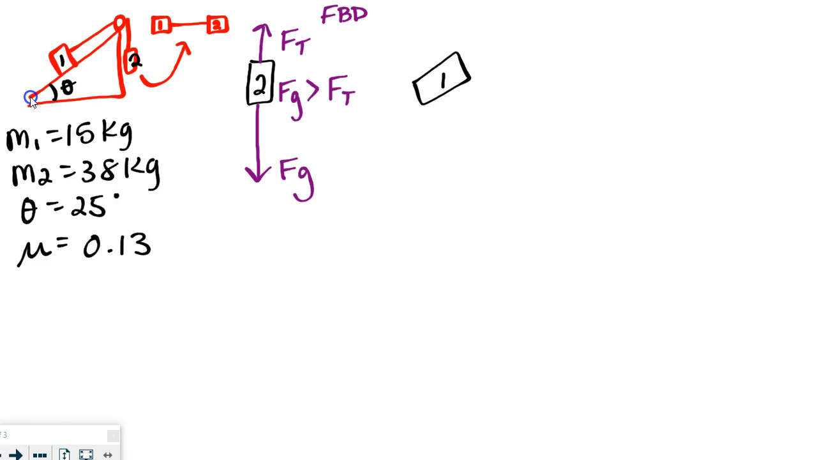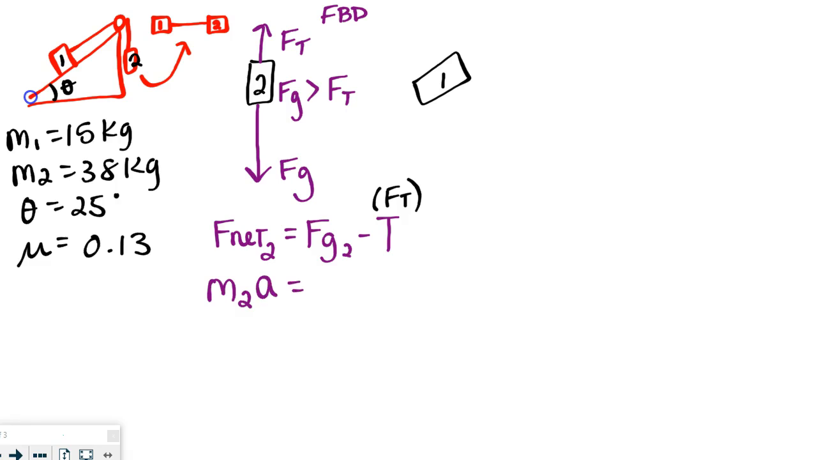So we're going to assume that gravitational force is greater than tension. Our net force in the y direction, or the net force on object 2, is going to equal gravitational force minus tension. We also know that net force is ma, so mass 2 multiplied by the acceleration of 2 is equal to the gravitational force minus the tension force.